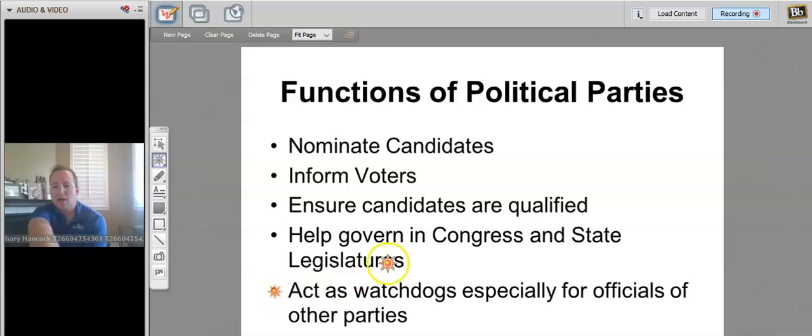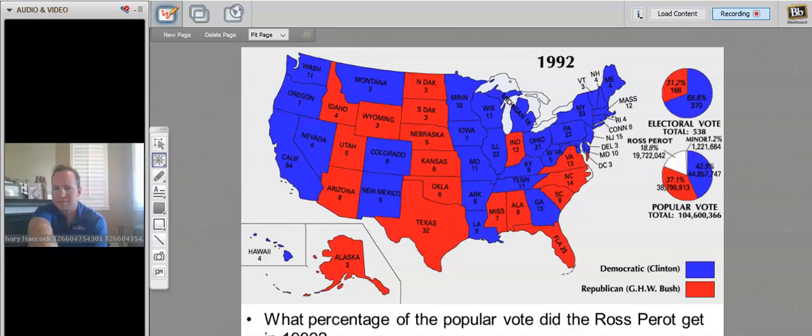And they also act a lot like watchdogs, especially with other parties. It's like, this party is doing this, you better watch what they're doing, and you hear this all the time on TV, which sometimes gets a little frustrating.